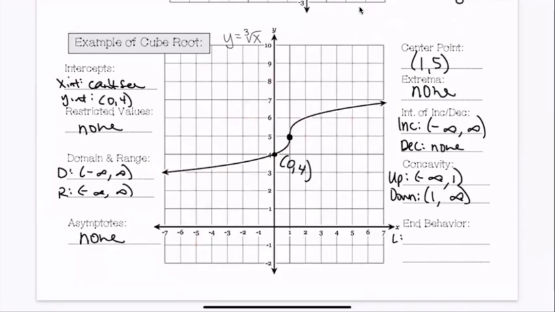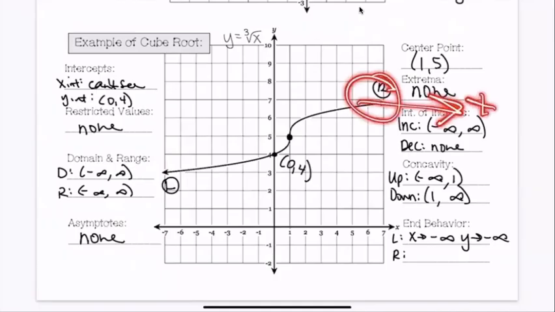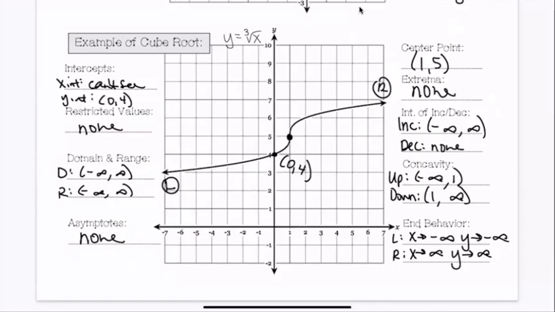And lastly, our end behavior. I'm going to go ahead and mark my L and R and then put it on the graph: left side and the right side. On the left, as x is approaching an arrow, y is also approaching an arrow. That arrow is going in the left direction, so it's negative. It's also going down, which is also negative. And then on the right, we have this arrow. This arrow is going right, which is positive, and it's going up, which is positive. There we go.